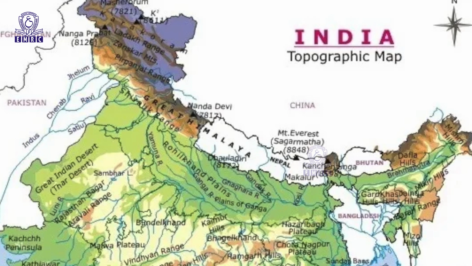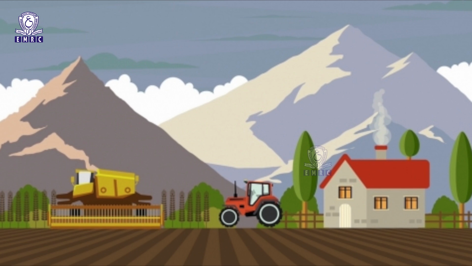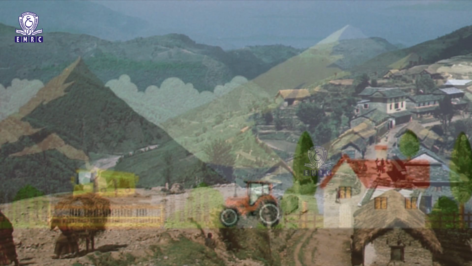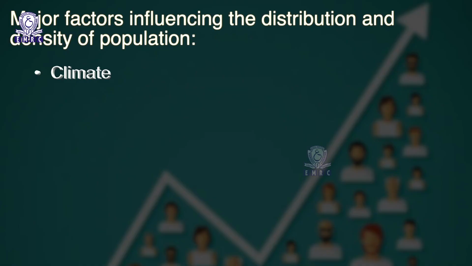In contrast to this, the Great Plain of North India is a land of extremely gentle slope and offers great opportunities for the growth of agriculture, transport and industries. This results in a higher concentration of population. Although the Great Plain of North India has less than 1/4 of the area, it has more than 50% of the population. The next factor is climate.